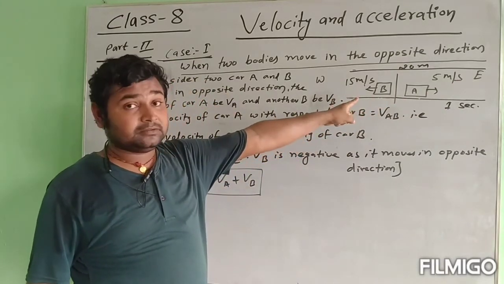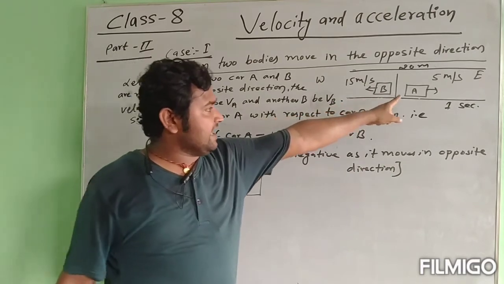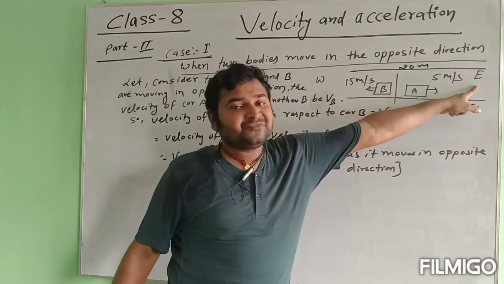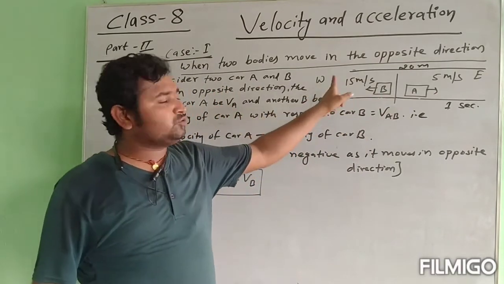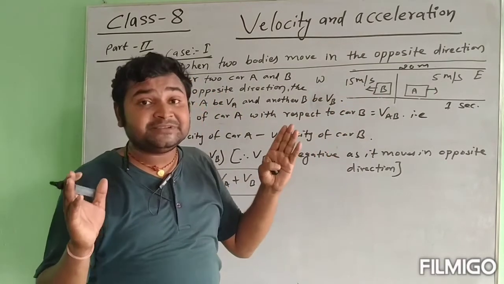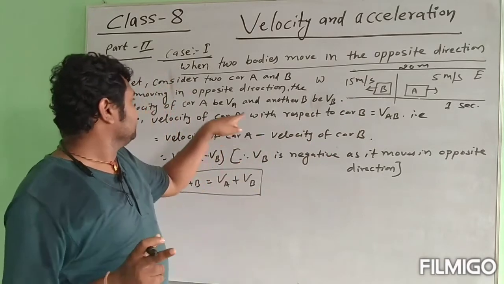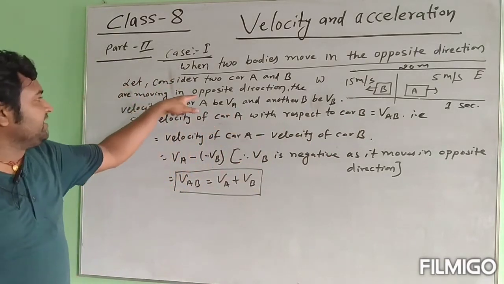Okay, look at the picture carefully. Car A is moving in the east direction, whereas car B is moving in which direction? In the west direction. It means the total distance covered is almost 20 meters in 1 second. Yes, so the bodies are moving in opposite directions.